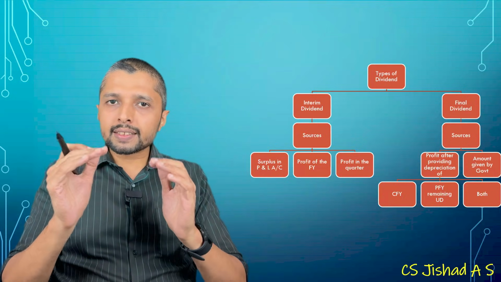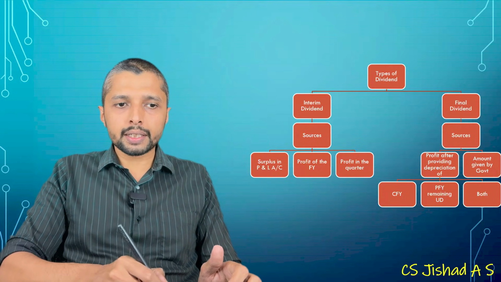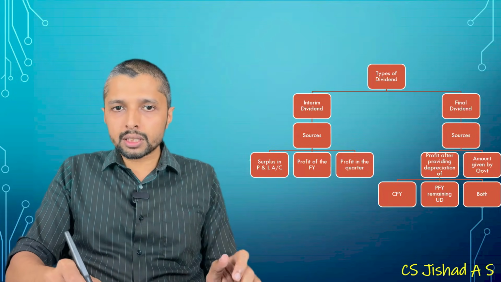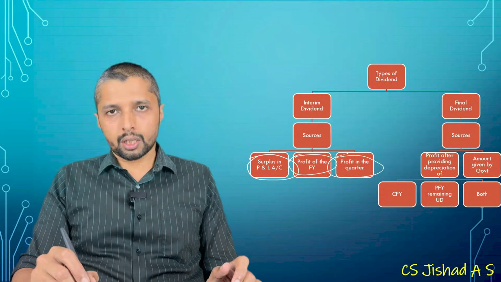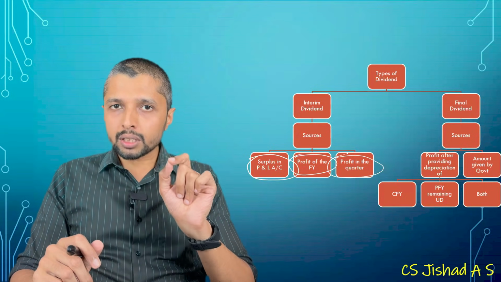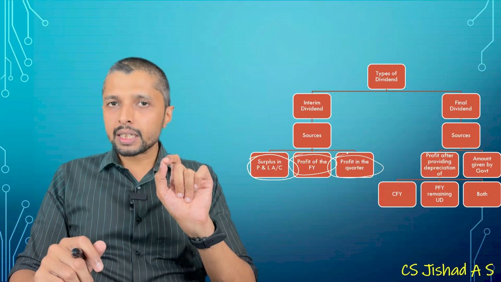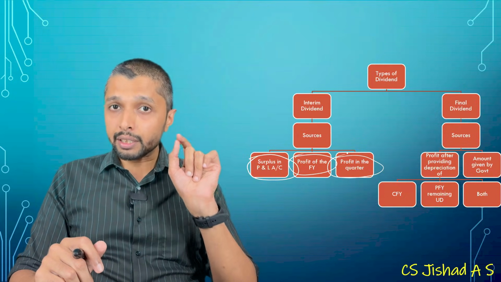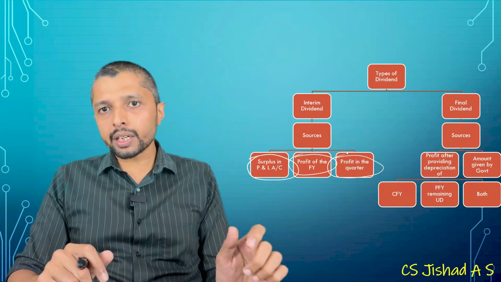When we are discussing the sources of interim dividend and final dividend, with respect to interim dividend, there are three sources. Number one is surplus in the P&L account, profit of the financial year, profit of the quarter. And we have learned that if the company has incurred loss up to the quarter preceding the date of declaration of interim dividend, the rate of dividend shall not exceed the average rate of dividend declared during the immediately preceding 3 financial years.